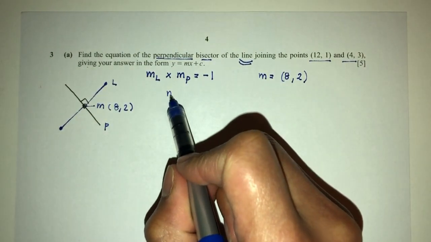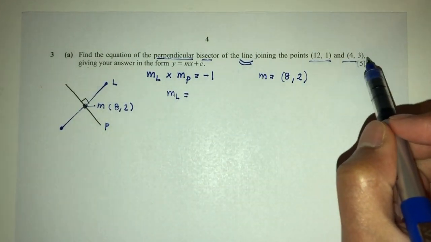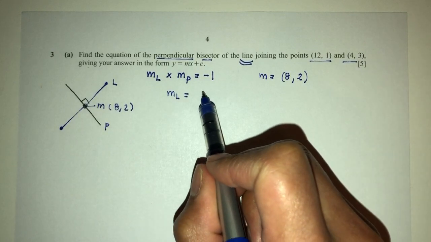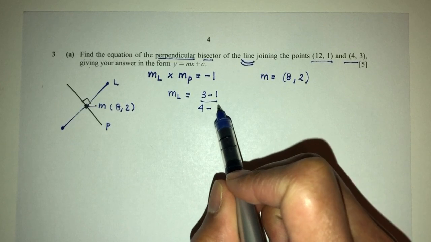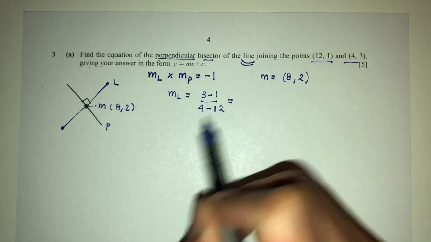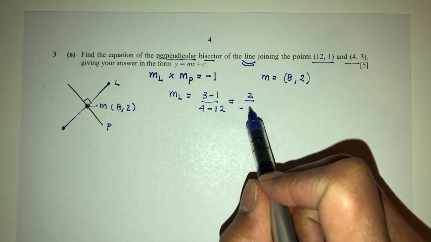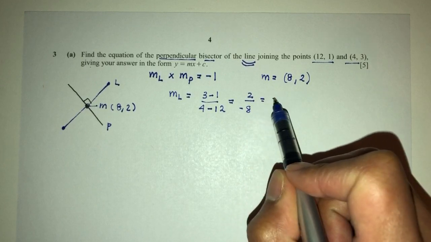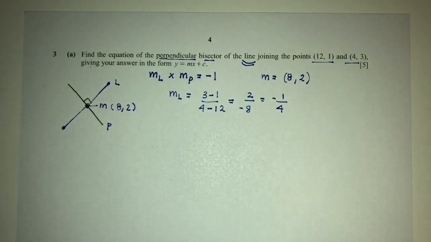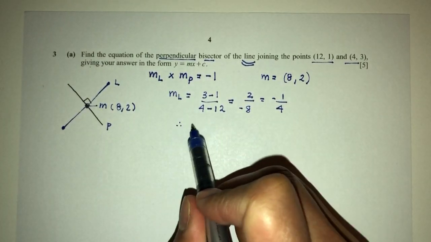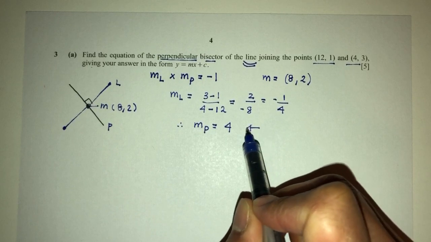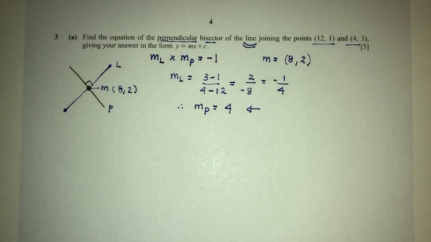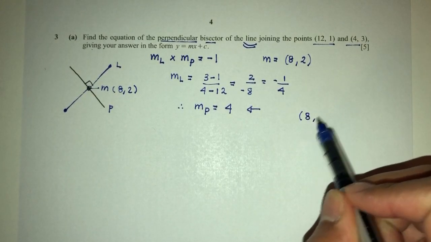Now let's first find the gradient of line L. So y2 minus y1, that will be 3 minus 1 over 4 minus 12. That will be 2 over minus 8. That should be minus 1 over 4. Based on this, you can see that the gradient of the perpendicular should be 4. Now we have the gradient, we have the passing point as well, so it is pretty easy to find the equation. So we use the point (8, 2).